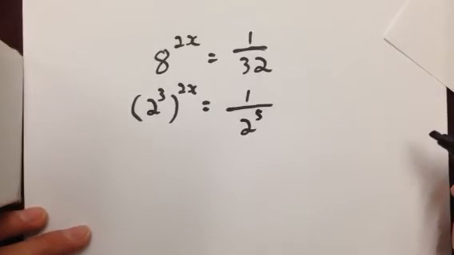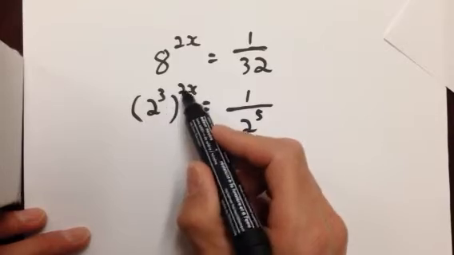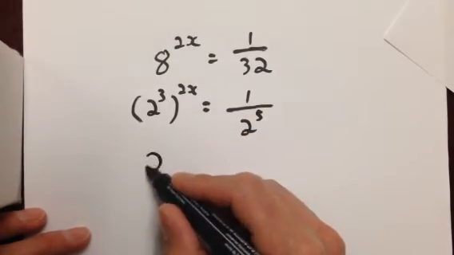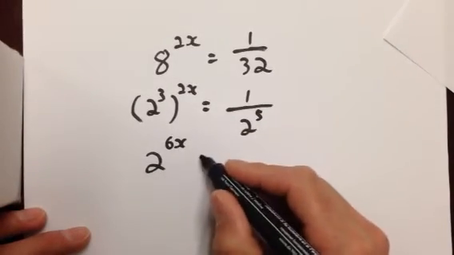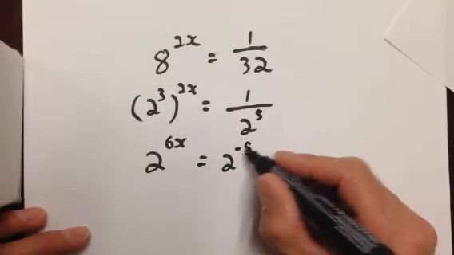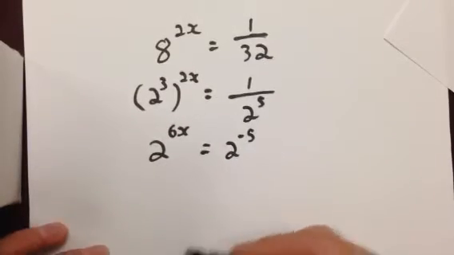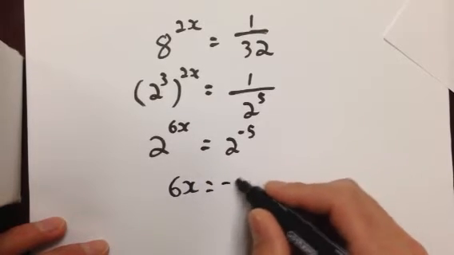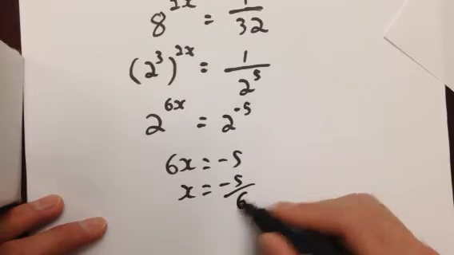I'm now going to use a couple of exponent rules. One of them allows me to multiply these exponents together to bring this exponent into here. So I have 2 to the 3 times 2, which is 6x, and that's equal to 2 to the negative 5. Now I have identical bases, and with these bases identical, I can just say that 6x is equal to negative 5, or x is negative 5 over 6.